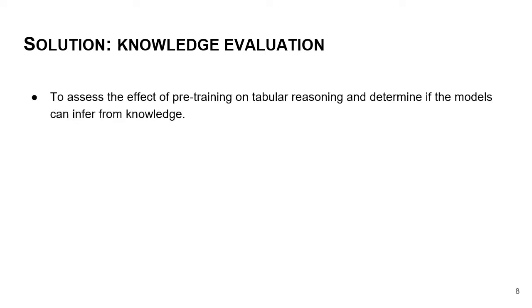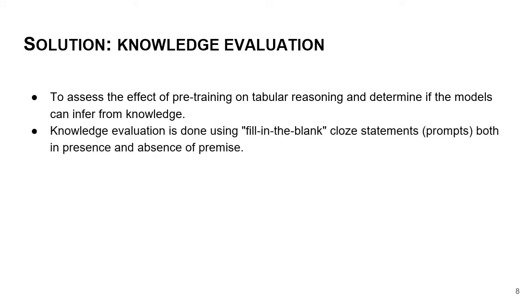Language models, while learning linguistic knowledge, also store the factual and relational knowledge present in the training data. As many of the models are trained on huge corpora like Wikipedia, there is a high chance that they might remember something from it. The tables used in this work are also derived from Wikipedia, so it is very important to assess the effect of pretraining on tabular reasoning and determine if the models can infer from that knowledge.